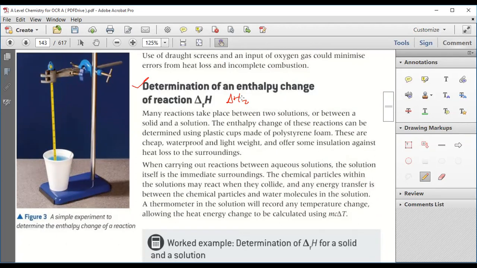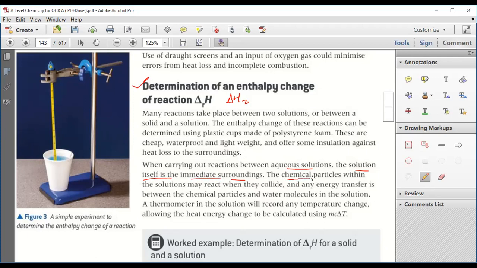The enthalpy change of a reaction can be determined by using plastic cups made of polystyrene foam like this. These are cheap, waterproof, and light in weight, and offer some insulation against heat loss to the surroundings. So if there is some heat loss, they also offer insulation. Now, when carrying out a reaction between aqueous solutions, the solution itself is the immediate surrounding. Meaning if you are mixing two aqueous solutions, the solution itself is the immediate surrounding.